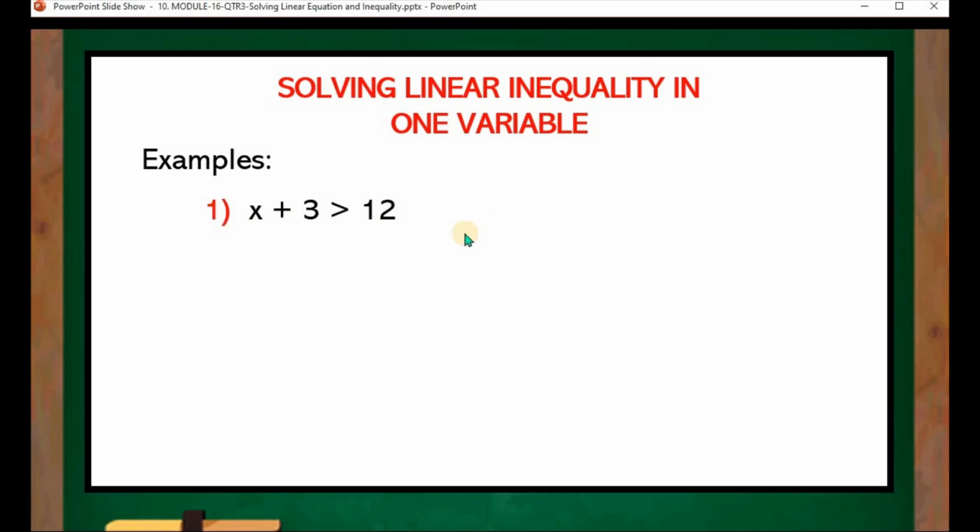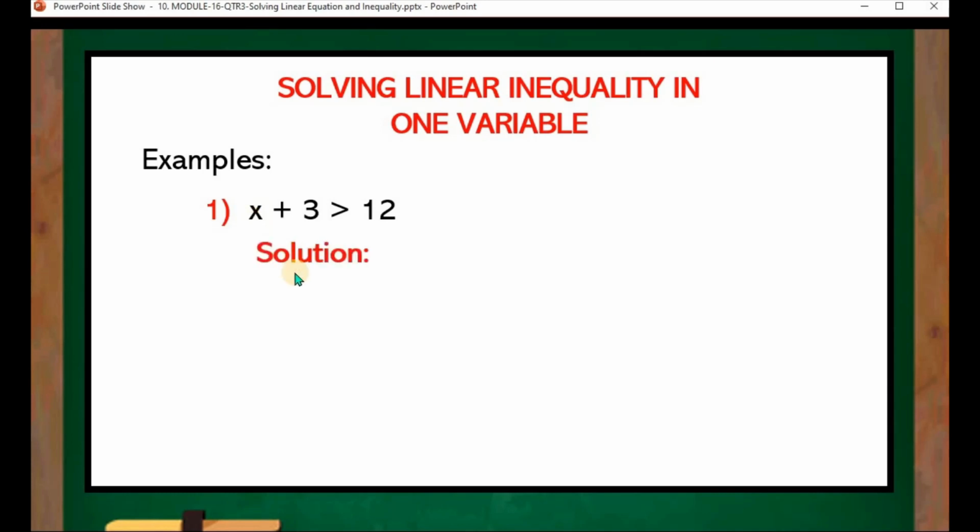Parehas na parehas, except for the symbol here that I use. Hindi na equal sign. This is already greater than, which is one of the inequality symbols. So, x plus 3 is greater than 12. Kanina, yung solution natin sa equation ay isa lang. Now, tingnan natin kung isa lang ba ang magiging solution dito. Okay? So, ganun din yung process. Kailangan matanggal natin kung sino yung katabi ni x dito kasi kailangan natin siyang ma-isolate.